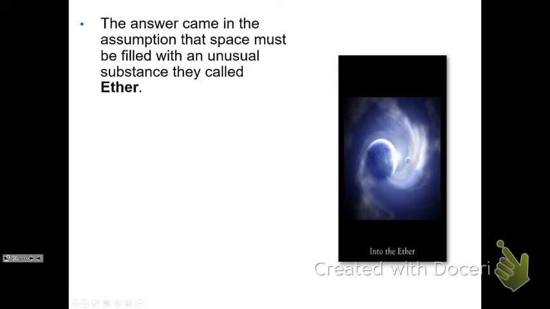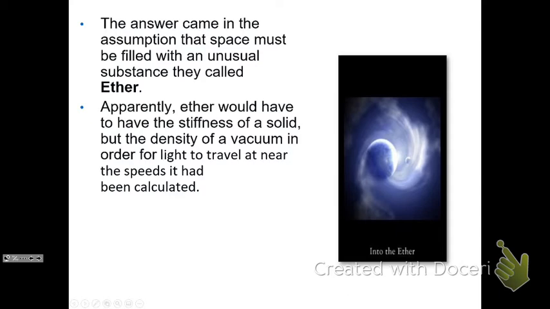And apparently, ether would have the stiffness of a solid, but the density of a vacuum in order for light to travel near the speed that had been calculated. So they're assuming that it's super stiff, but lightly dense, so light can cruise through it. Because they had known that light slows down when it goes into water, which is more dense than air. So they figured it has to have a really light density so it can move at 3.1 times 10 to the 8, which is the speed in a vacuum, a little bit quicker than the speed of light in air.